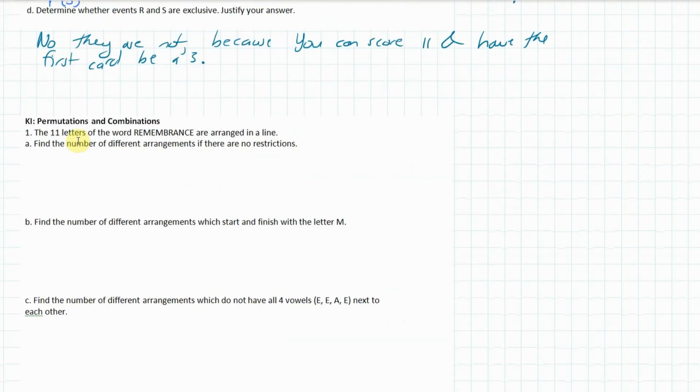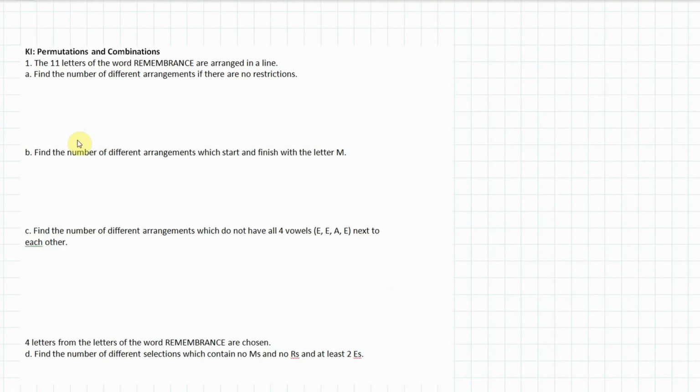Now we're going on to our permutations and combinations. We've got to write these 11 letters and we're arranging them in a line, and we've got to find the number of arrangements if there are no restrictions. So what I like to do with these is write out the word here: R, E, M, E, M, B, R, A, N, C, E.